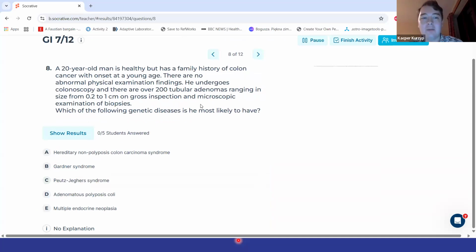Question 8. A 20-year-old man, probably just slightly younger than us, isn't it? Healthy, but family history of colon cancer with onset at a young age. No abnormal physical examination findings. He undergoes colonoscopy with over 200 tubular adenomas ranging in size from 0.2 to 1 centimeter on gross inspection and microscopic examination of biopsies. What genetic disease is he most likely to have?